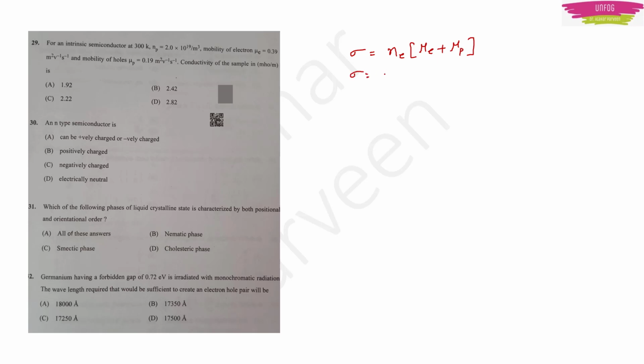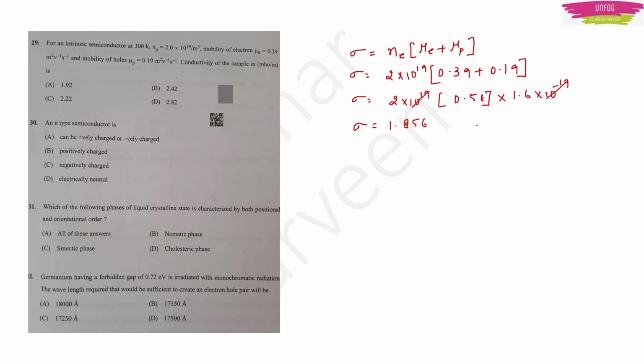So conductivity will be equal to, number of electrons will be equal to number of protons, isn't it? So it is 2 into 10 to the 19. The mobility of electron is given as 0.39 and for proton it is given as 0.19. So conductivity will be equal to 2 into 10 to the power 19 into 0.58 into 1.6 into 10 raised to minus 19, the charge of the electron. So conductivity will become around 1.856. This will be cancelled. So this is nearly equal to 1.92. So option A is the right answer.